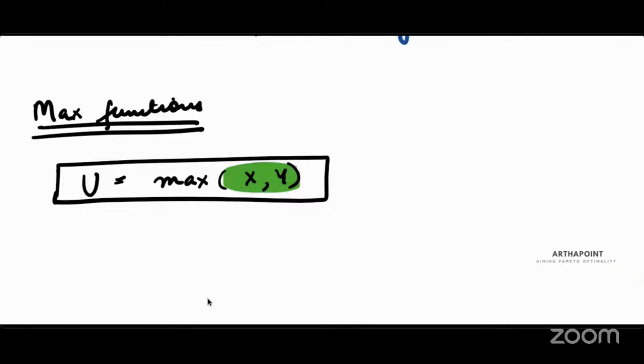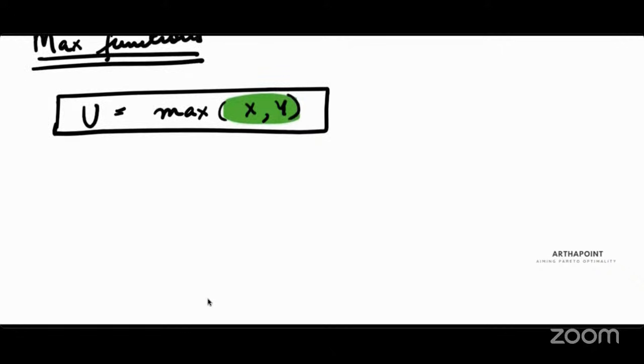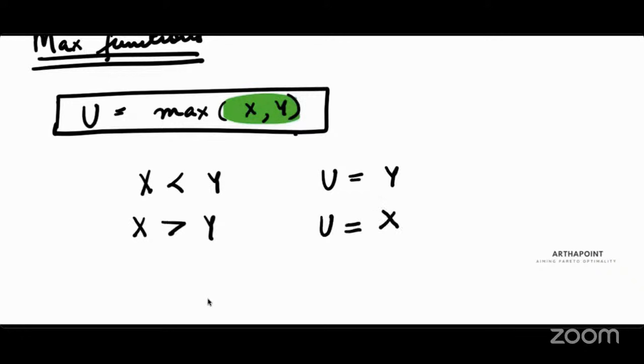So how do we write these max functions? Now, to solve this, I'm again going to take three cases. I can have X less than Y. When X is less than Y, max of X and Y will be Y. So my utility will be simply Y. I can have X greater than Y. So my utility will be max of X and Y, which is simply X. I can have X equal to Y, in which case I just get my point of kink.